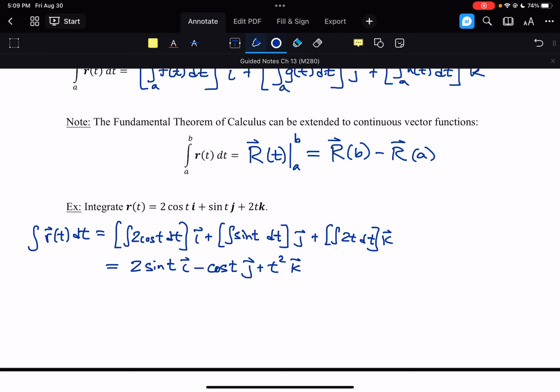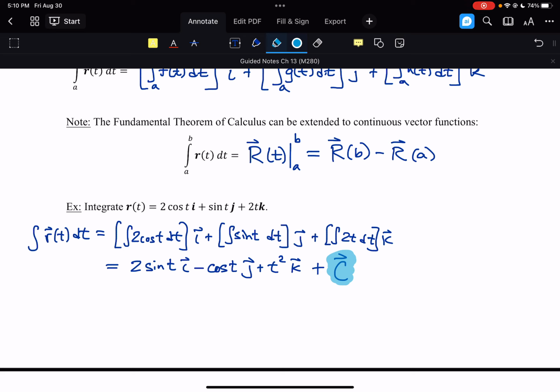And I know you might be wondering, wait a second, these are all indefinite integrals. Shouldn't we be adding a plus c onto these? And technically, yes. This one would get its own plus c, this one would get its own, this one would get its own. What we like to do with vector functions is instead of giving each of these their own unique constant of integration, we take the i constant, the j constant, and the k constant, and we combine them into their own vector back here.